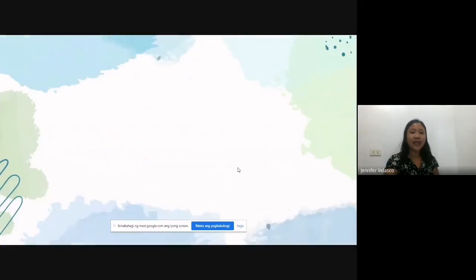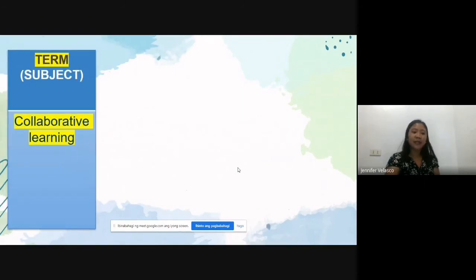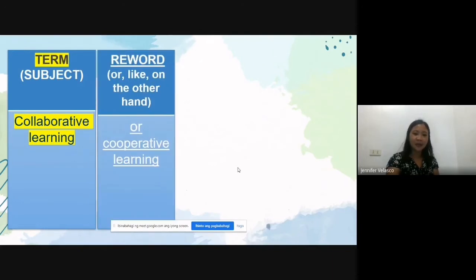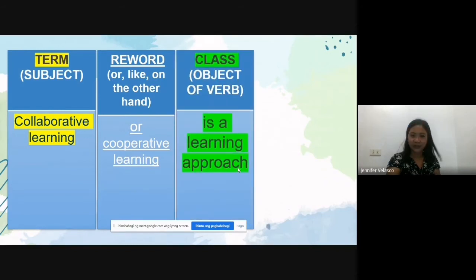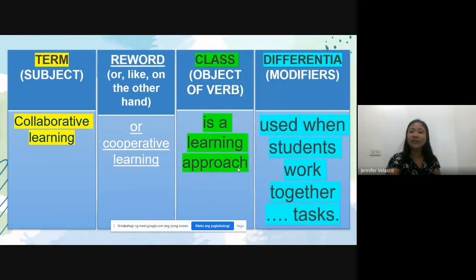Okay? So putting together, the term or the subject is collaborative learning. The reward is or cooperative learning. The clue is or. Your class is a learning approach. And of course, the differentia is used when students work together, and so on, down to the word task. Am I getting myself clear now? So we have already discussed two types of expanded or extended definitions, informal and formal.